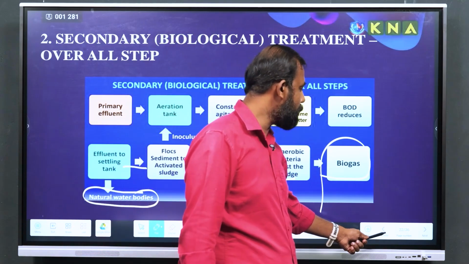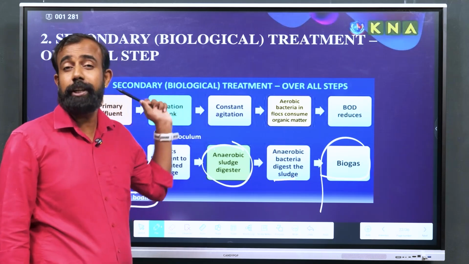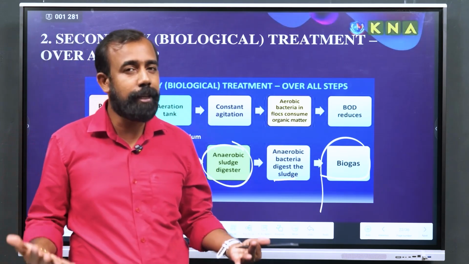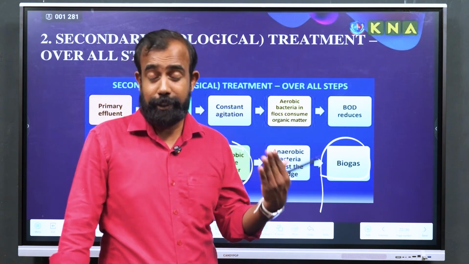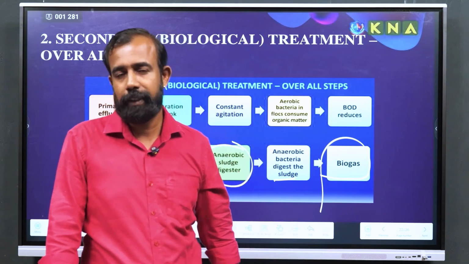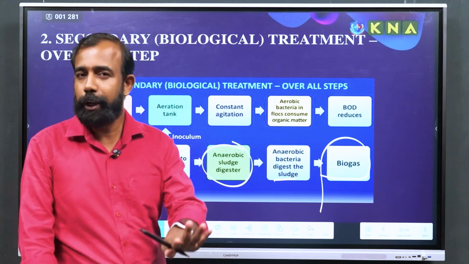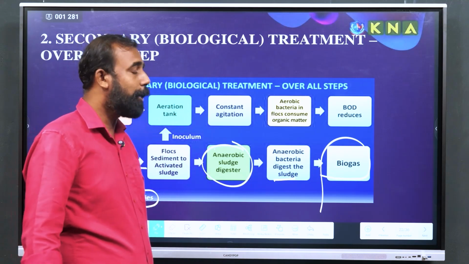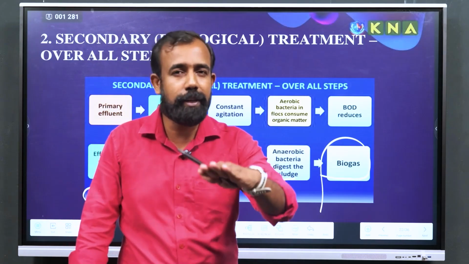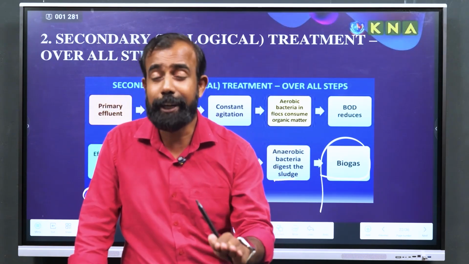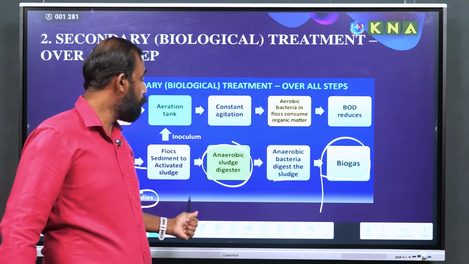Then the primary effluent is passed into a large aeration tank, where we are constantly agitating. As a result, the level of oxygen increases, which supports the growth of aerobic microbes, aerobic bacteria with fungal filaments, called flocs. These flocs consume organic matter in the water. As a result, BOD is reduced. Once BOD is reduced, we pass this effluent into a large settling tank where flocs are sedimented. These sediments are called activated sludge. And the effluent that remains on top is released into water bodies.